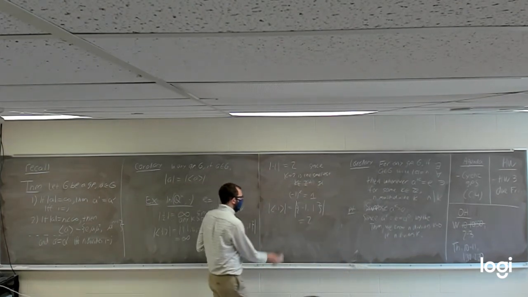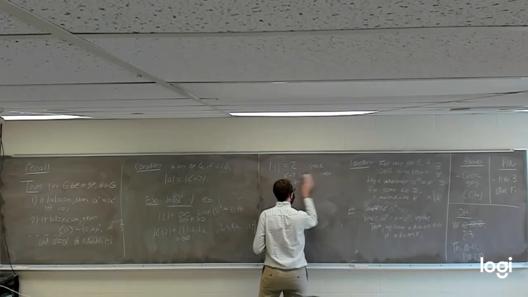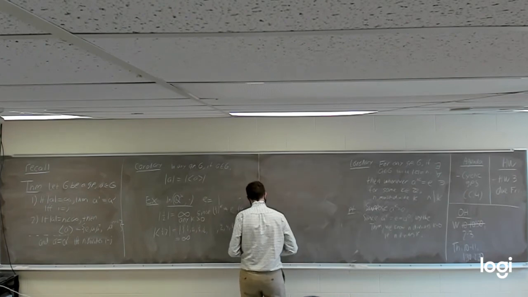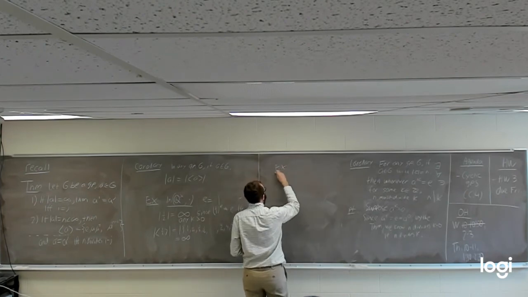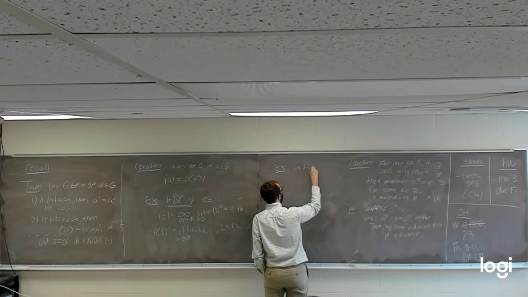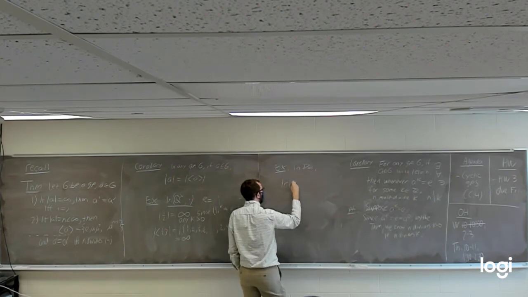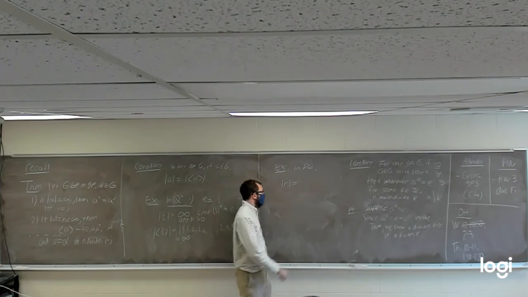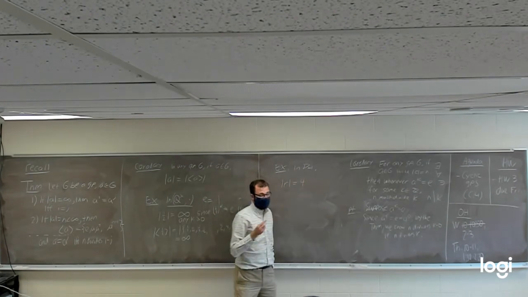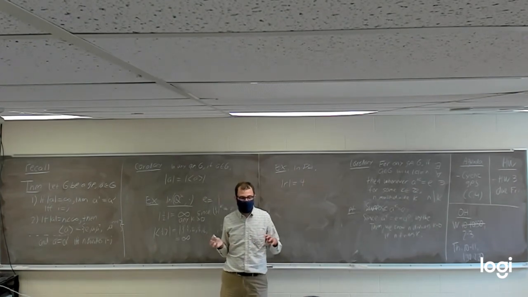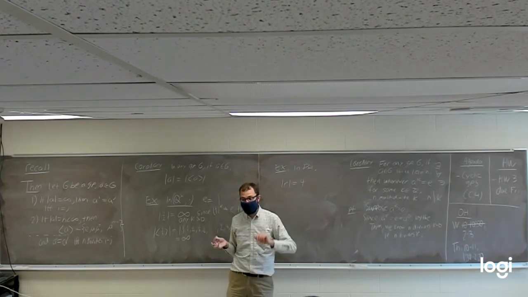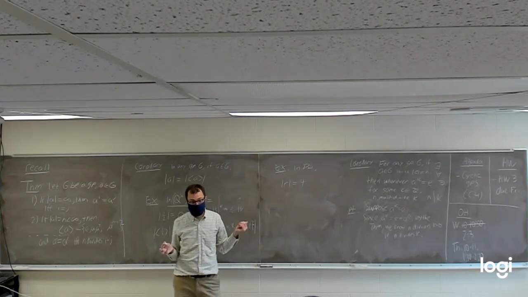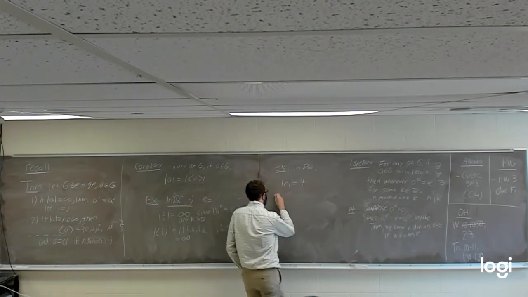And as a quick example, let's say in D4, we know that the order of R is equal to 4, because 4 is the smallest number of times you can compose R with itself and get the identity, where R here is a 90-degree rotation of a square.